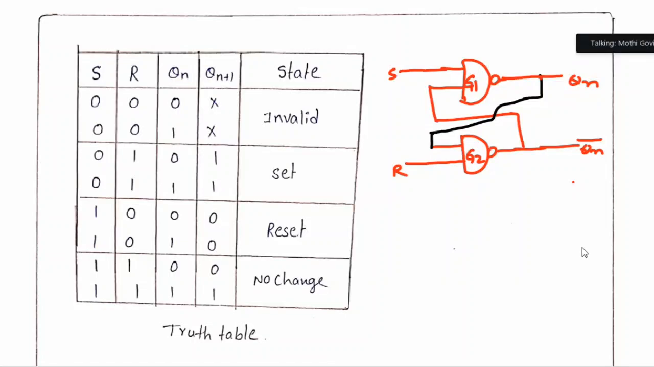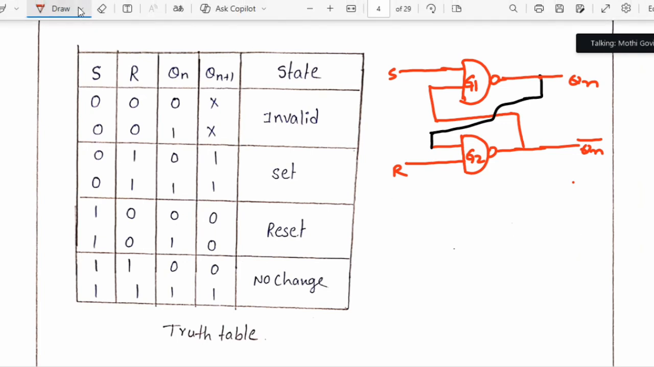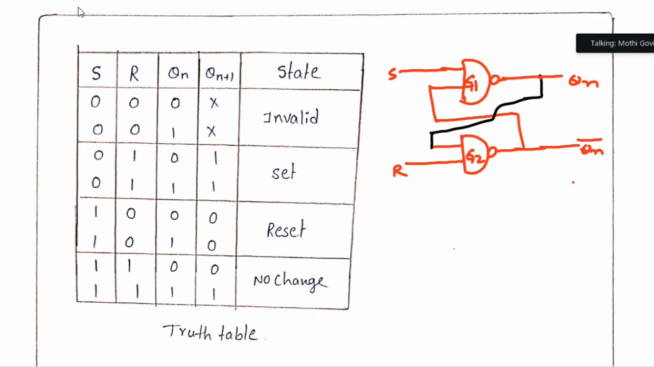About SR latch using NAND gate. Okay, in the previous class we discussed SR latch by using NOR gate. S means set, R means reset. Here we are implementing it with the NAND gate, and it is an example of a sequential circuit.